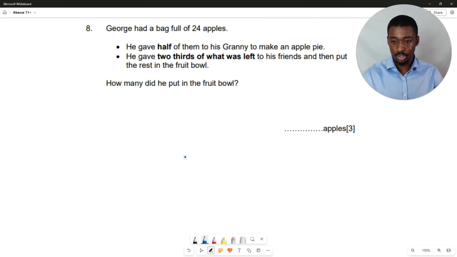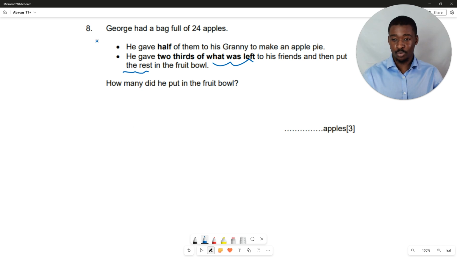So here for this next question, let's be very careful with how we work it out, because there are a couple of traps laid for us. So let's go through it. George had a bag full of 24 apples, and he gave half of them to his granny to make an apple pie. Then he gave 2/3 of what was left to his friends, and then put the rest in the fruit bowl. So how many did he put in the fruit bowl?